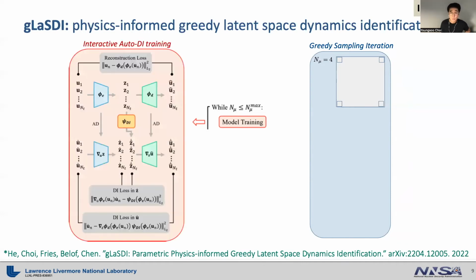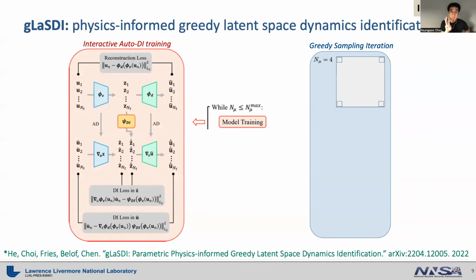Because the autoencoder and the dynamics identification steps must communicate with this adaptive sampling procedure, we combine the latent dynamics identification step into the autoencoder training by adding the latent space dynamics regression terms as loss function terms.